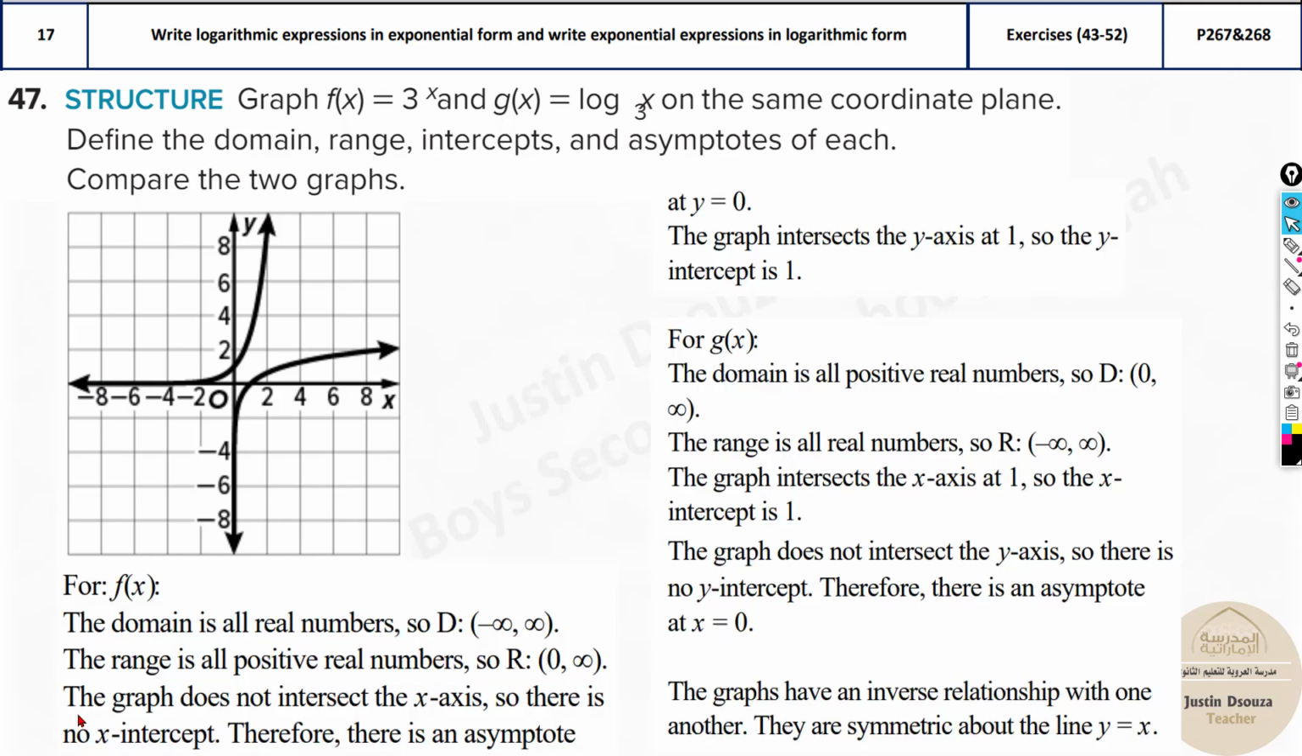What have we just now discussed? It's all in detail over here. Looking at the graph, you can easily tell, right? Domain, range, all that stuff. That's it. And the last one is, see, the graphs have an inverse relation with one another. They are symmetric along y equals x. Because if you draw a straight line y equals x, the slope is 1, you will get a line over here in the middle. They are always reflected along that.